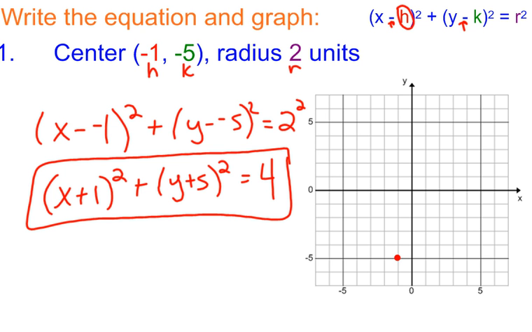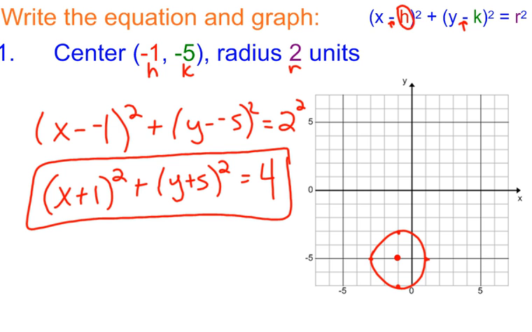And then to graph this, you can graph without writing the equation. You start at your center, which is negative 1, negative 5. And we already have the dot there. And then your radius is 2. So to sketch it, you're going to go up 2, right 2, down 2, and left 2. And that's going to give you enough of a basis to sketch, so you're going to just draw a circle from there. This one's not a perfect circle, right?